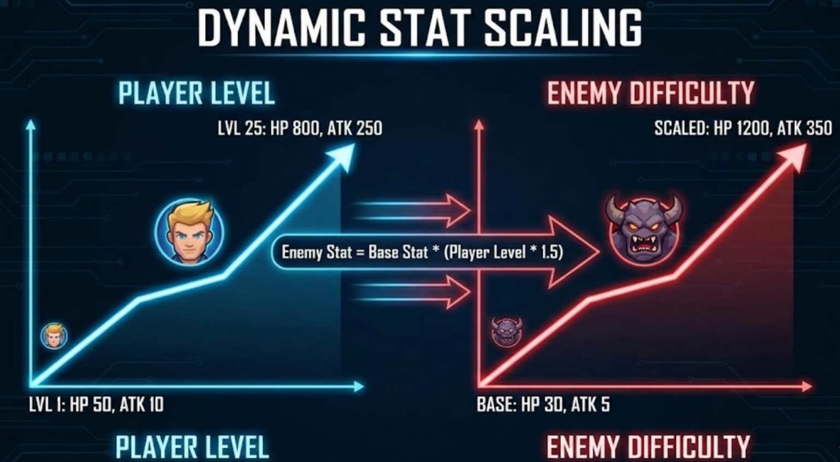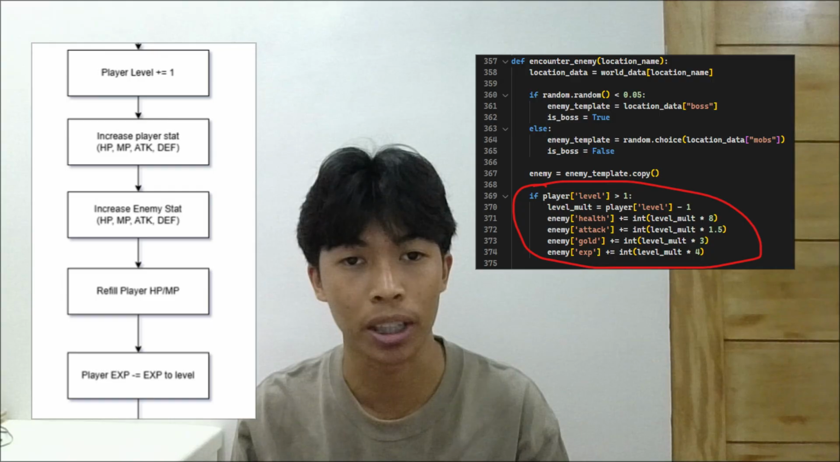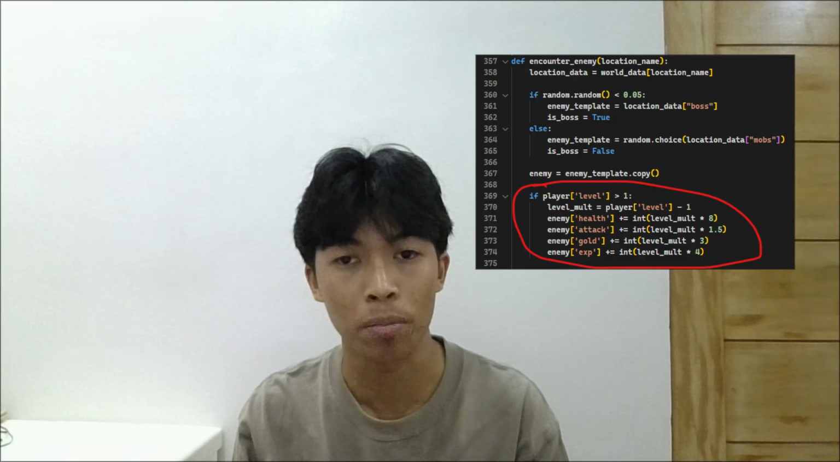How does the game handle difficulty as you play longer? We implemented a dynamic scaling system. In the encounter enemy function, the program checks the player's current level. It then mathematically increases the enemy's health and attack power based on that level. This ensures that even the starting area, the forest, remains a challenge as you get stronger.